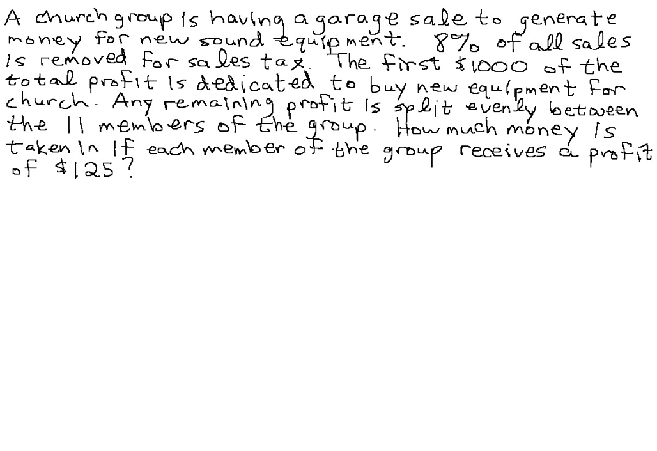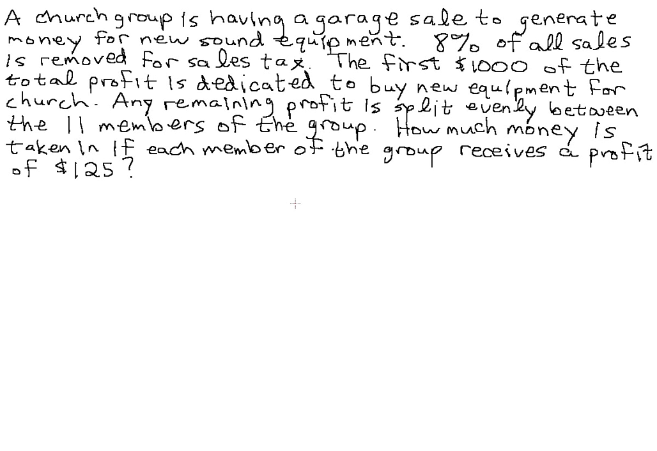In this video, we're going to take a look at an application of a multi-step equation. A church group is having a garage sale to generate money for new sound equipment. 8% of all sales is removed for sales tax. The first $1,000 of the total profit is dedicated to buy new equipment for the church. Any remaining profit is split evenly between the 11 members of the group. And here's what we want to find out.